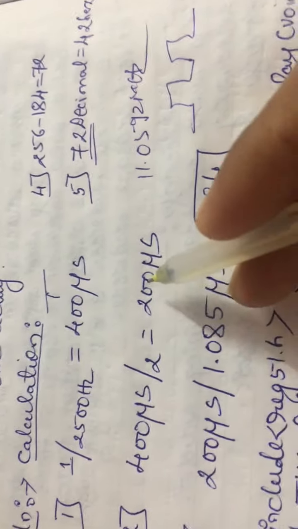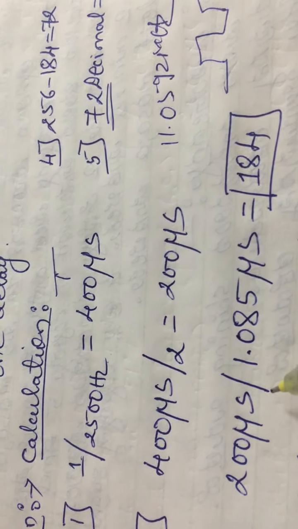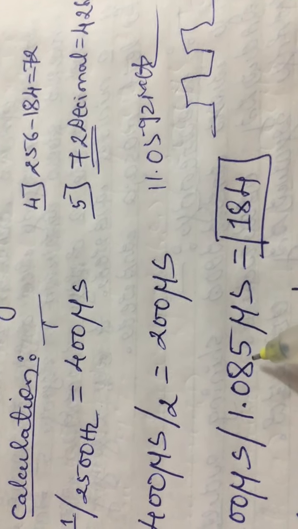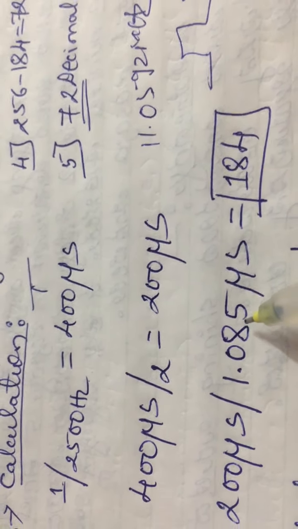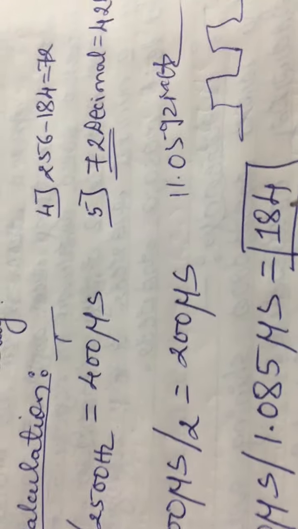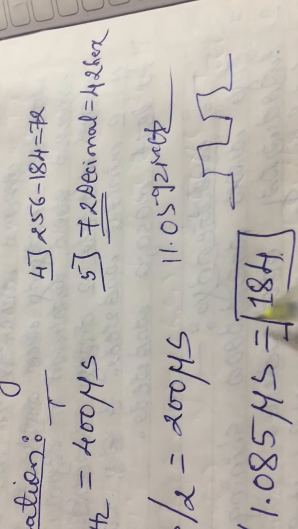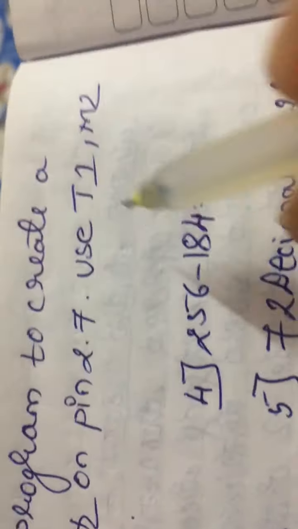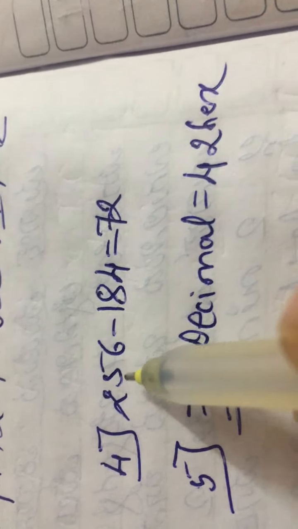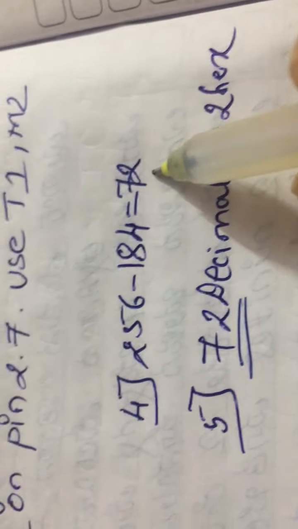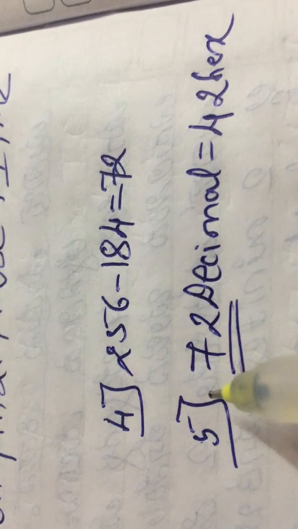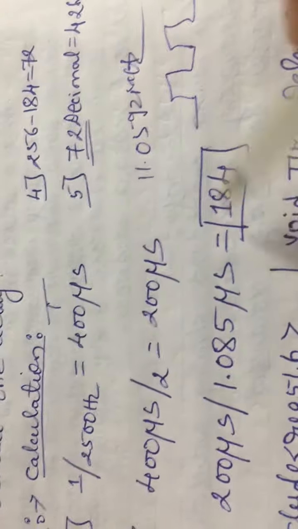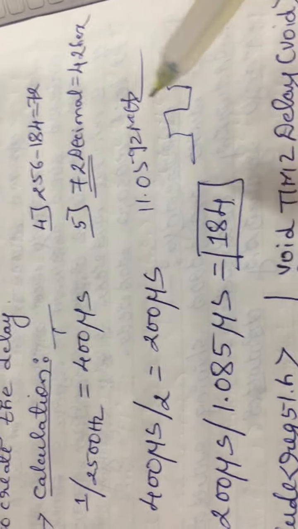Then this 200 microseconds should be divided by 1.085 microseconds, the machine cycle of 8051. You will get approximately 184. This value is to be subtracted from 256 because we are in mode 2. So 256 minus 184, you will get 72. You can take 72 in decimal, so we need to take minus 72, or you can take 42 in hexa. So this is how the calculation is to be done. You can go through this once again, you will get it.